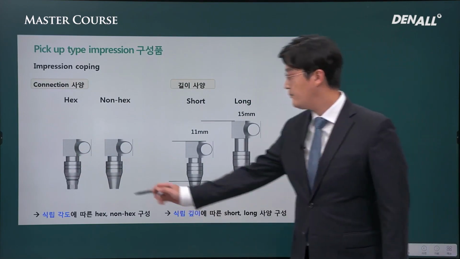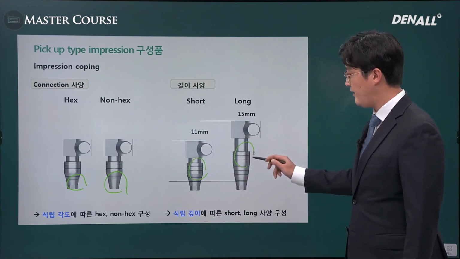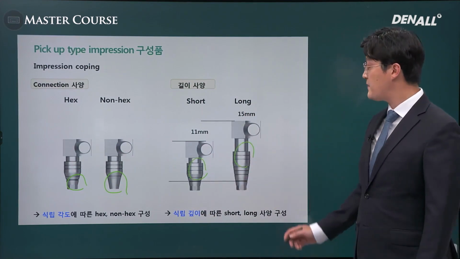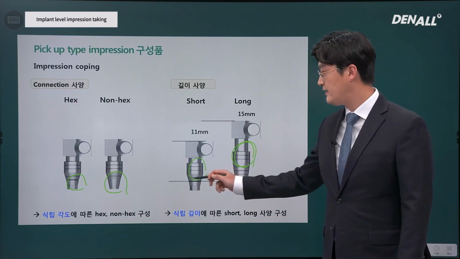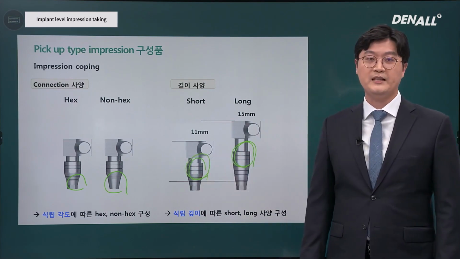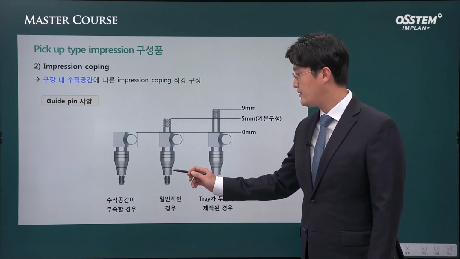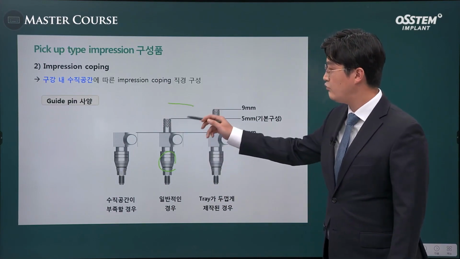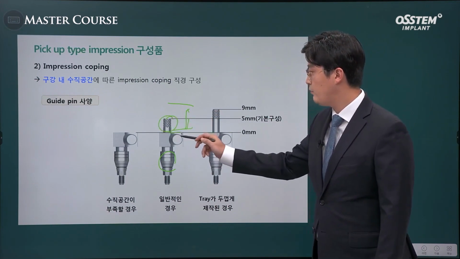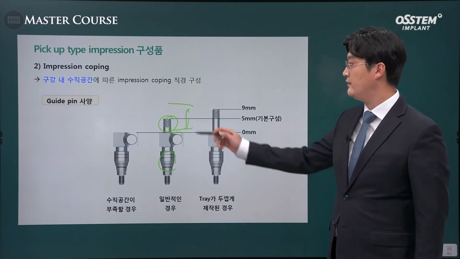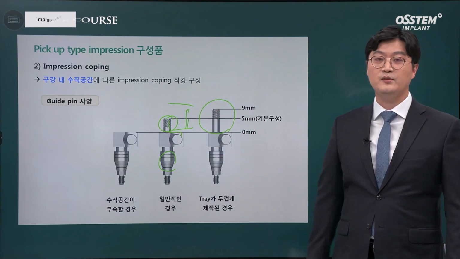For the pickup type impression, there's a hex type and non-hex type, and there's a short one and long one. When the implant is placed below gingival level, the long one should be used, and if the placement is at ideal depth, the short one can be used. Short or long, if the plastic tray is thick and the pin sticking out of this impression coping is not high enough, the open tray will not work, then the long pin should be used.